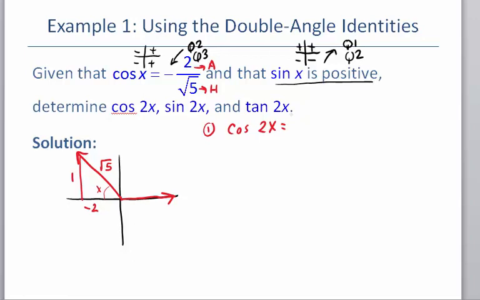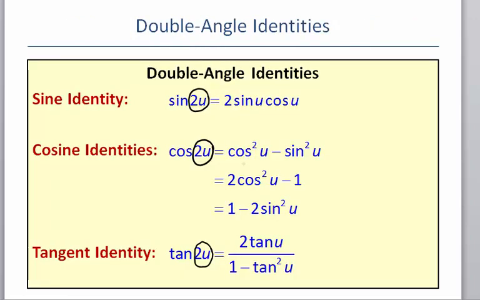Now, keep in mind that we have 3 versions of the formula for a double angle on a cosine. So I'm going to go back and look. I can either use cosine squared minus sine squared, I can use 2 cosine squared minus 1, or I can use 1 minus 2 sine squared. And it is completely up to you as far as what version of the formula you would like to use. I'm going to go ahead and use the first one. So cosine squared minus sine squared.